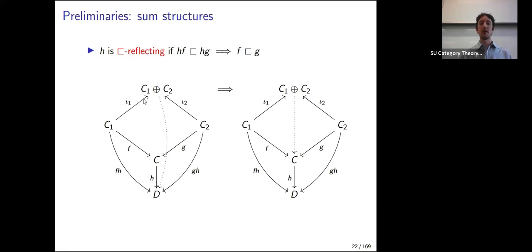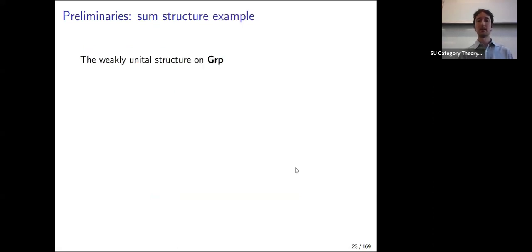If we have that there exists this morphism from the sum of the domains making these long triangles commute over here, then there needs to exist a morphism from the sum of the domains to the common codomain of F and G, making these triangles commute, for any morphisms F and G. Then we have that H is C-reflecting.